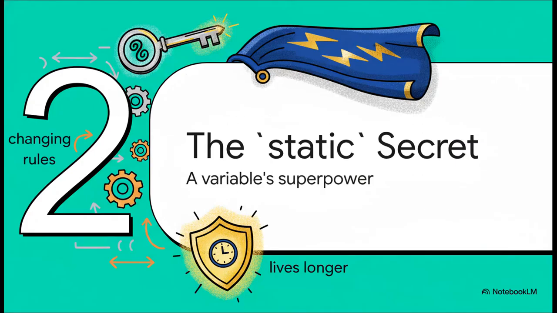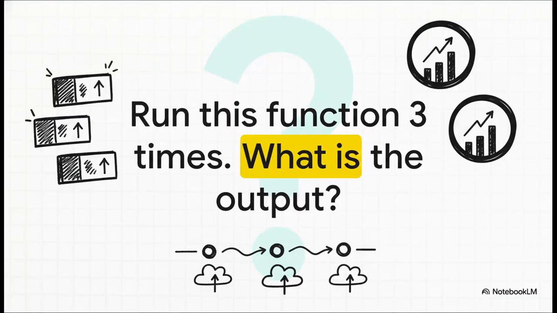Now here's where it gets really cool. We can actually bend these rules. There's a special keyword in C that can give a normal, temporary, local variable a kind of superpower, letting it live way longer than it's supposed to. And that keyword is static. Let's look at another puzzle to see what I mean.